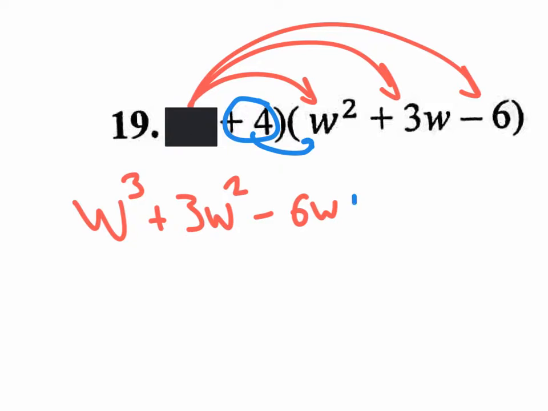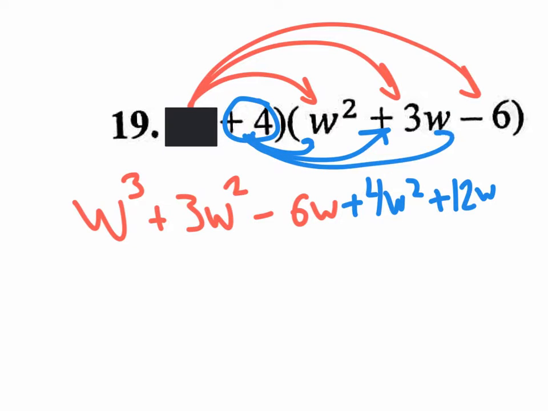What's that going to be? Positive 4w to the second. And then positive 4 times positive 3w, positive 12w. And that's it. Okay, and then the last one, 4 times negative 6, it's negative 24. Wow, that's really ugly. That's a negative 24. Now we have all these terms, and we could combine like terms.